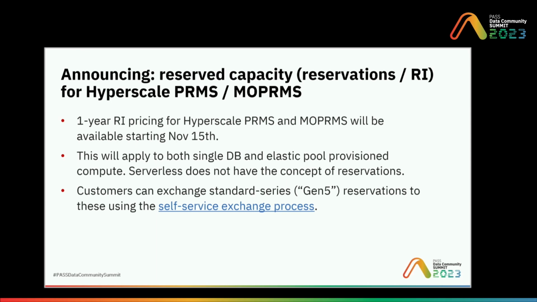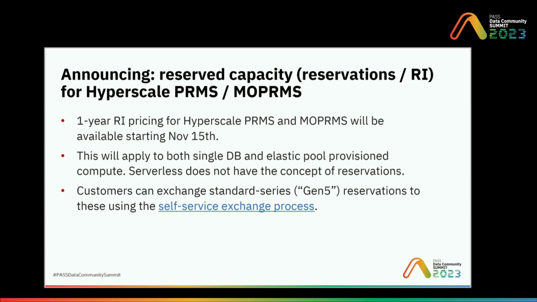Actually, I have the session on VMs. Yeah. Microsoft, and we do a great job of overloading terms. So V5, Gen 5, sorry if that was confusing. So this is self-service exchange for SQL DB reservations.